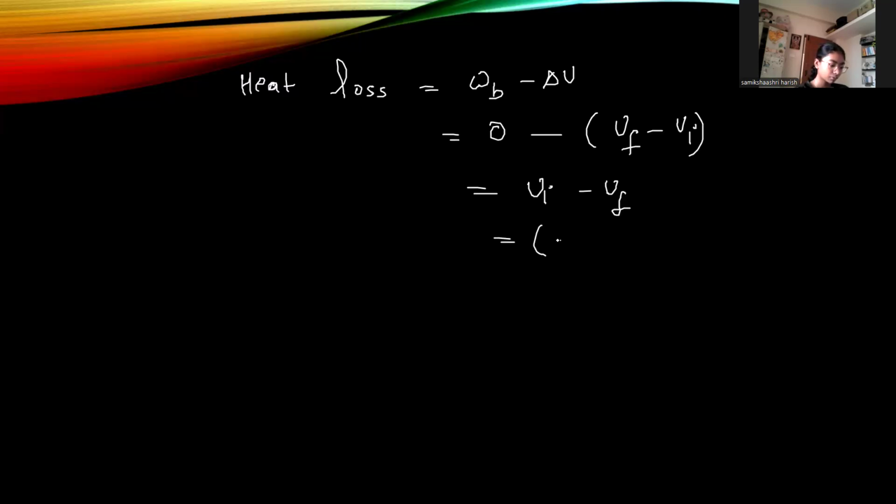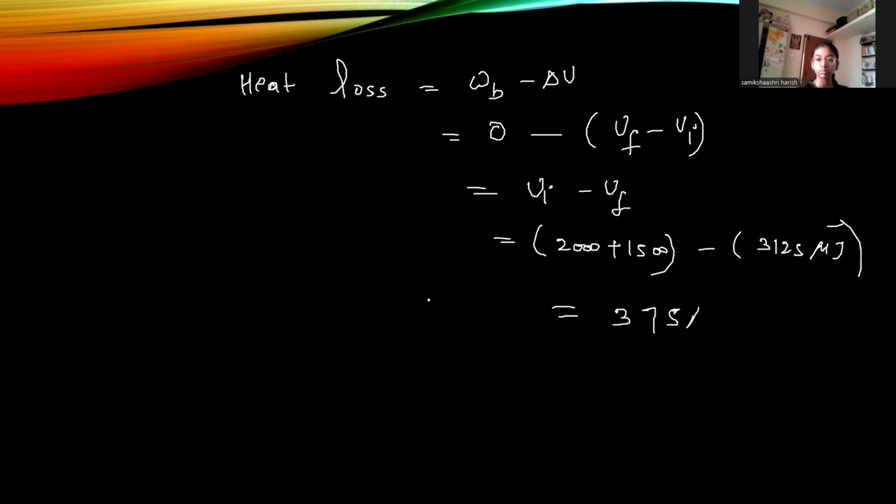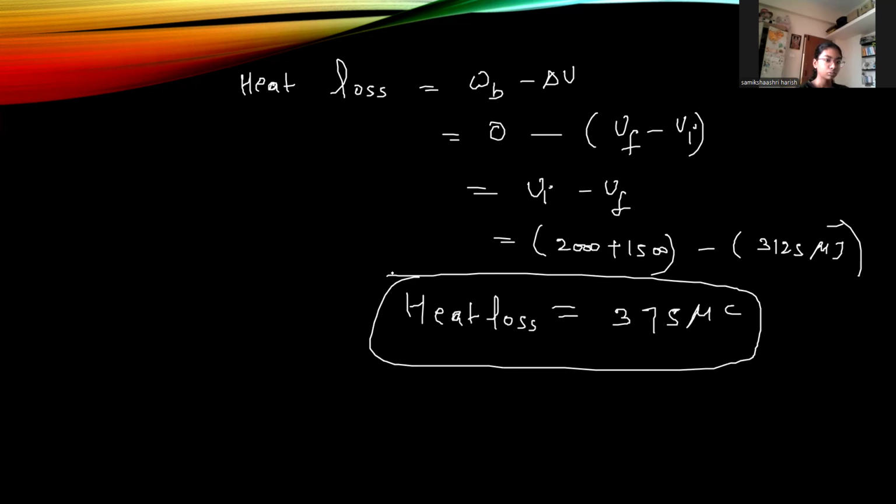UI, you know how much? 2000 plus 1500. Minus UF is how much? 3125 microjoule. So you just solve and give me the answer how much you are getting. It will be 375 microjoule. This is the heat loss. Clear? Okay, sir. Any doubt? No, sir. Clear. Please write.